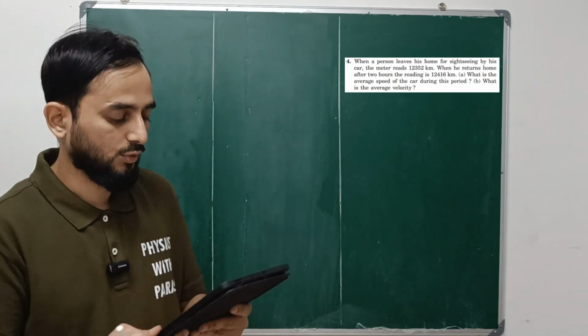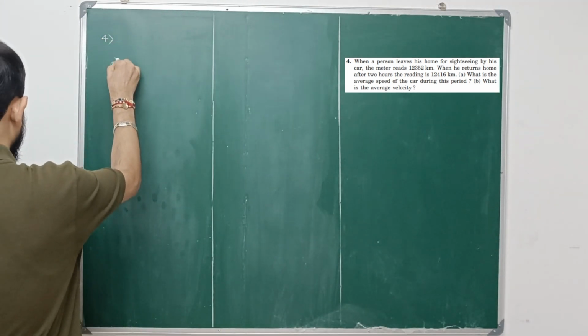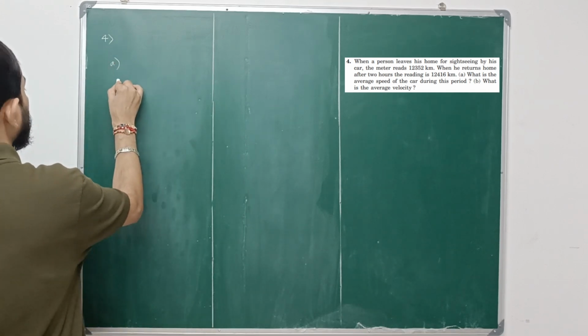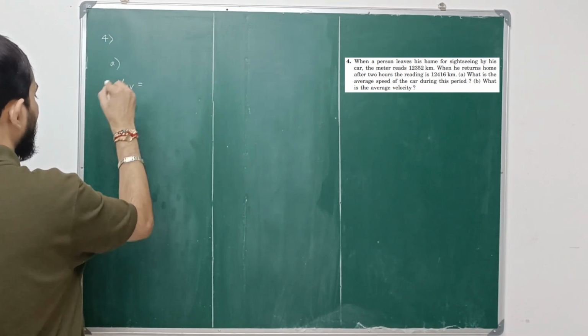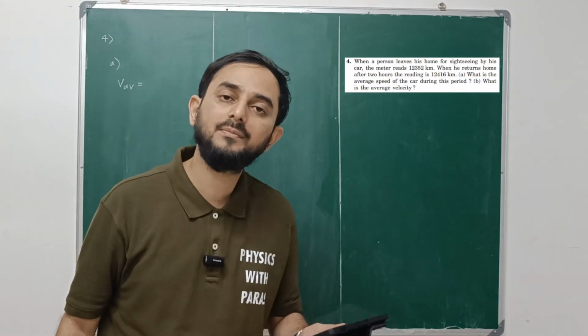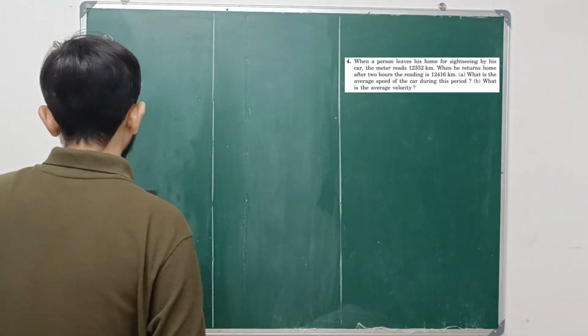Okay sir. So task A, students, question number 4, task A is what is the average speed of the car during this period? Students, what is the average speed formula? Tell me. It is total distance covered divided by total time taken. What is the total distance covered? What was the meter reading earlier?